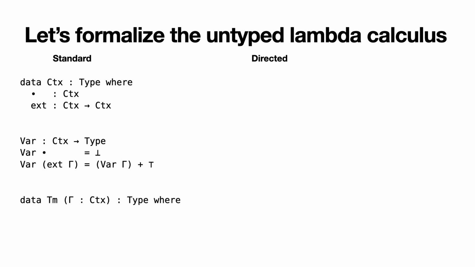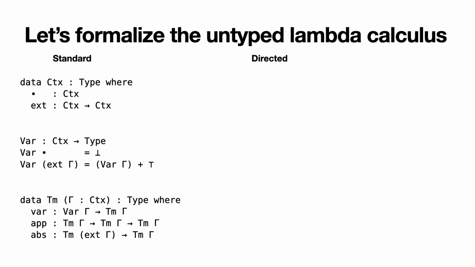And now we can define the type of lambda terms. First off, we have variables. So in context gamma, for every variable in context gamma, we have a term in context gamma. We can apply two terms to get a new term. And also we can form a lambda by taking a term that has one more variable and binding that variable to get a term in the context gamma.